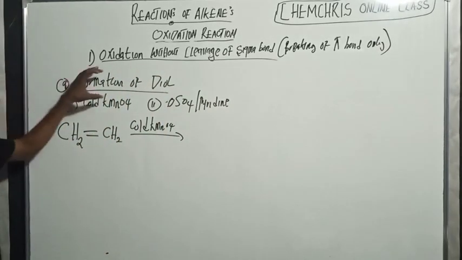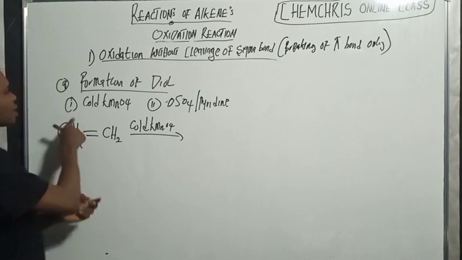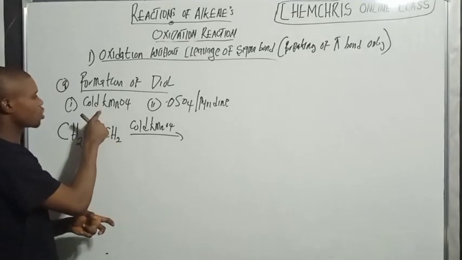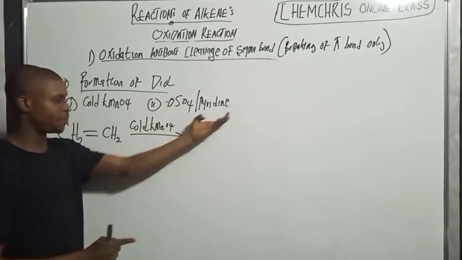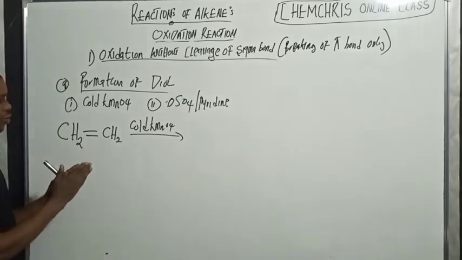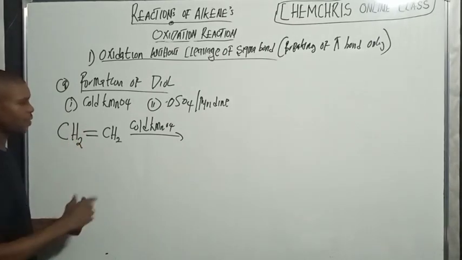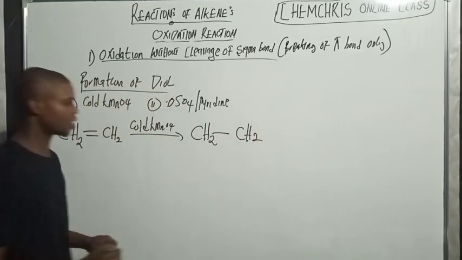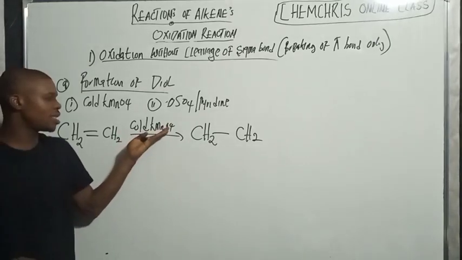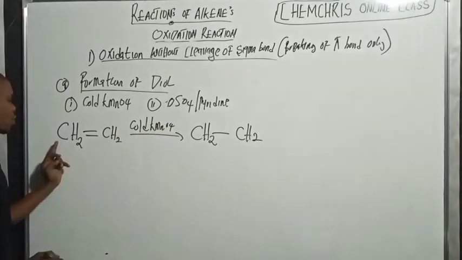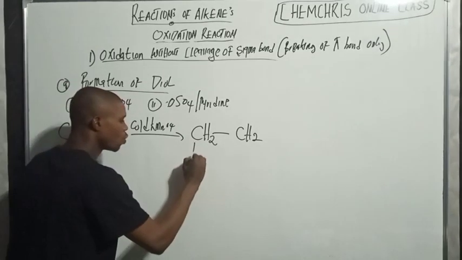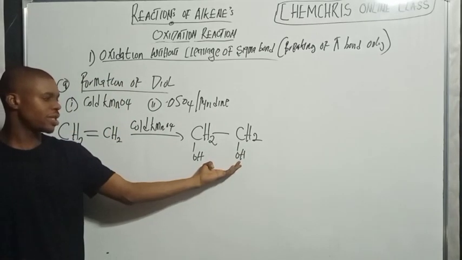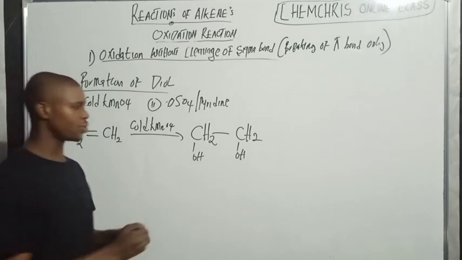So the first one is oxidation, formation of diol. And there are two reagents you can make use of: cold chemical or osmium tetroxide in pyridine. So what will be the product of the reaction? It will only break the pi bond. So you have CH2, CH2. You understand? So KMnO4, remember, is an oxidizing agent, right? So you add more OH here, more OH here. So you have OH, OH.